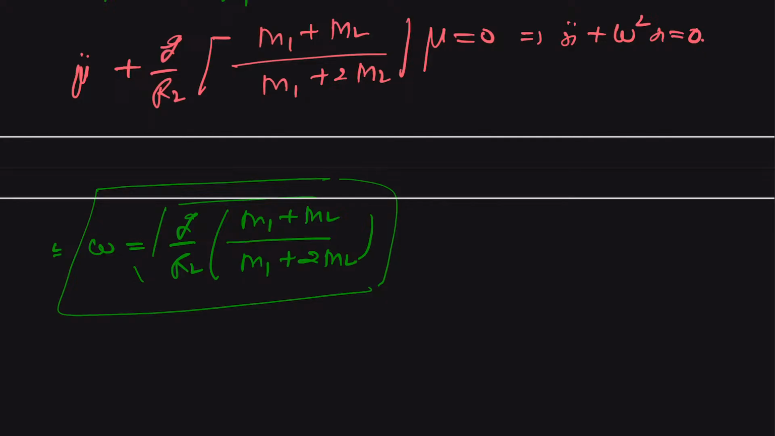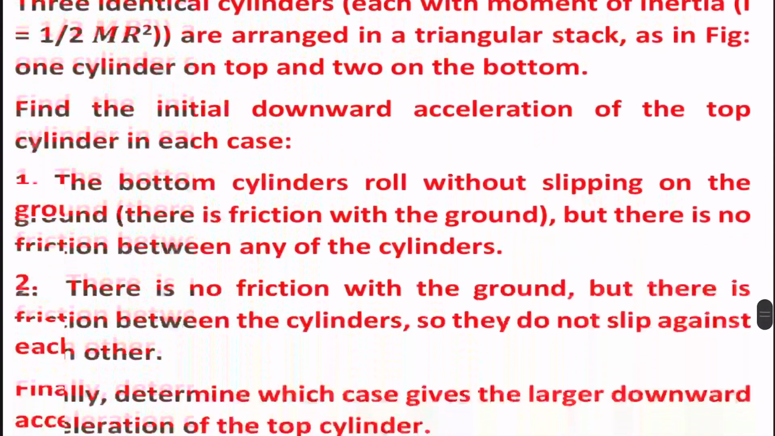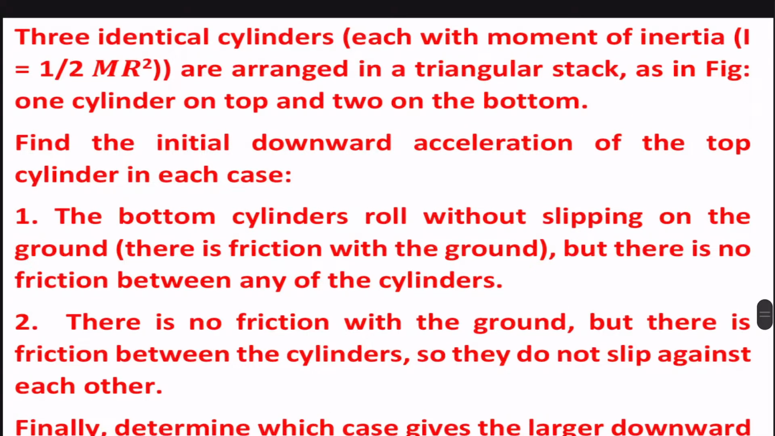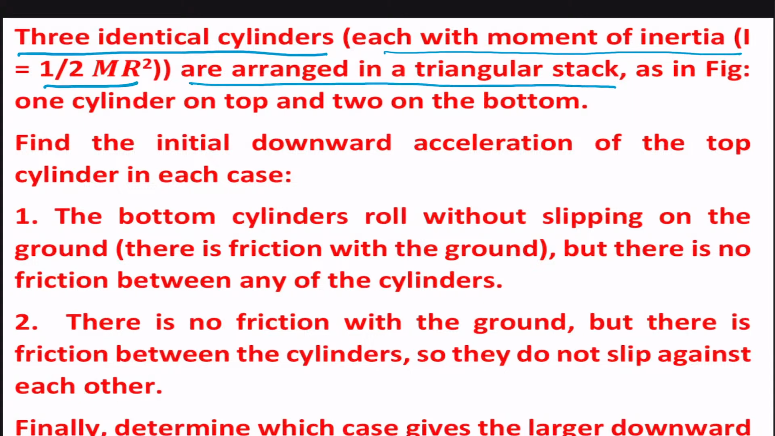Okay, so we did two questions. The only difference between the first and second question is that in the second question the outer or bigger cylinder was also rotating. Okay, this is the major difference between these two questions. And we come to our third question, and in this third question we are given that three identical cylinders, each of moment of inertia I equal to half mr square, are arranged in a triangle stack as in the figure.